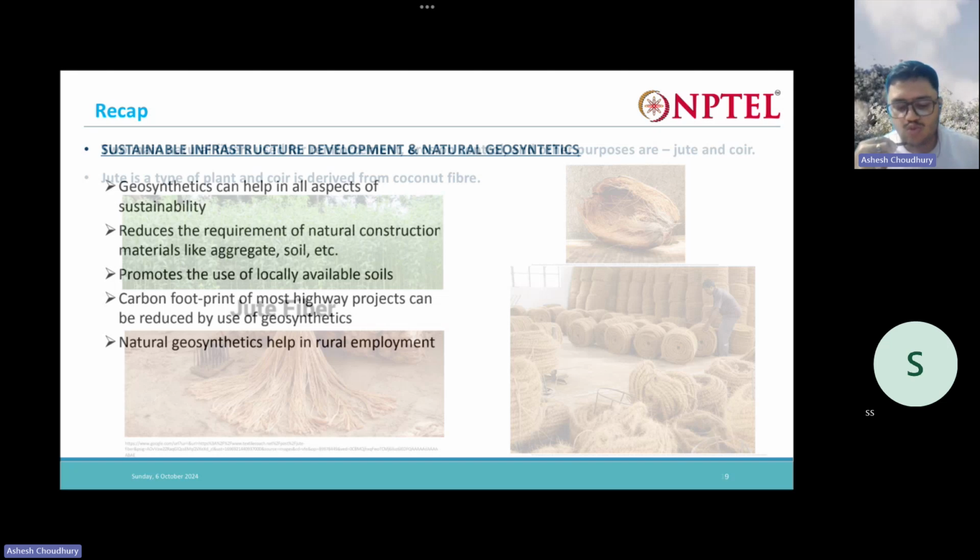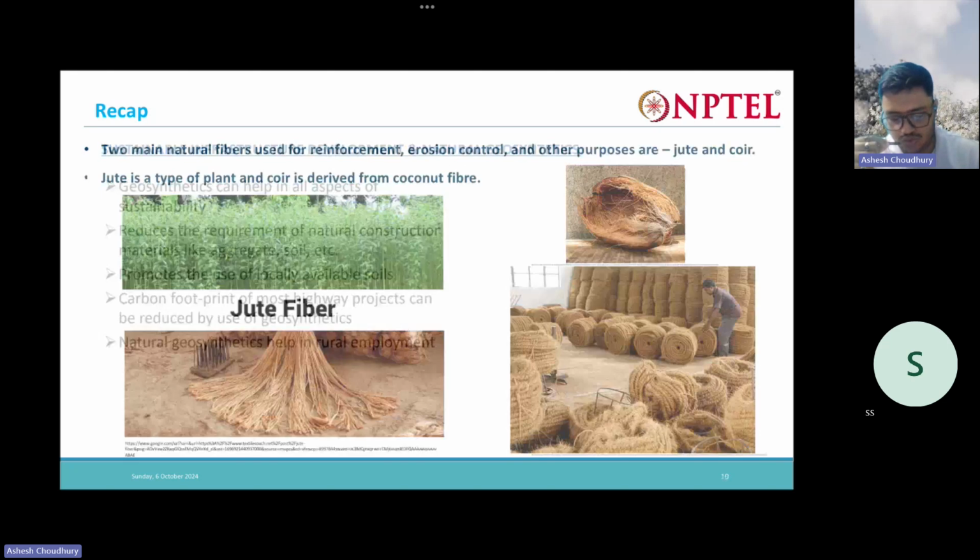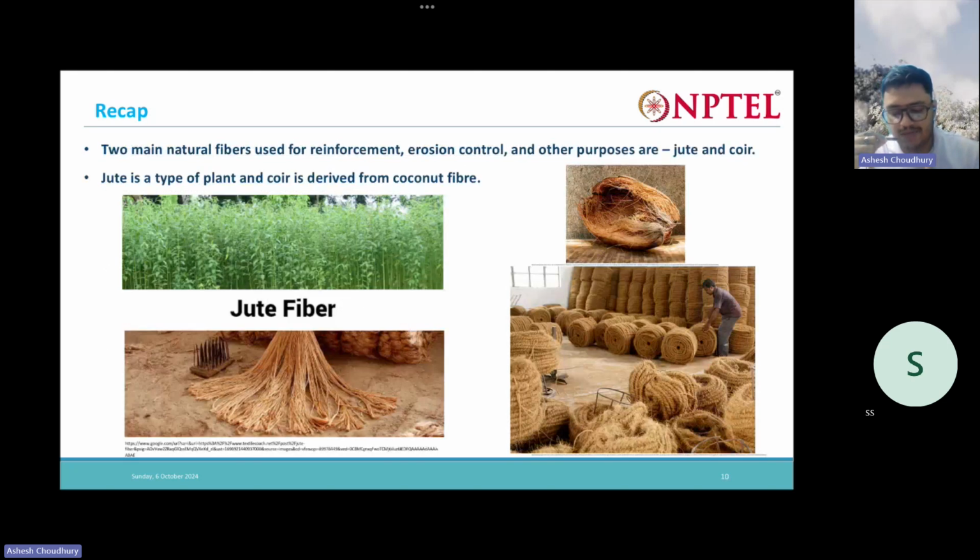So generally, as I said, two main natural fibers are used for reinforcement. These natural geosynthetics are made up mainly of these two: one is jute, another one is coir. Reinforcements made of jute and coir can be used very nicely for reinforcement, erosion control, and other purposes.